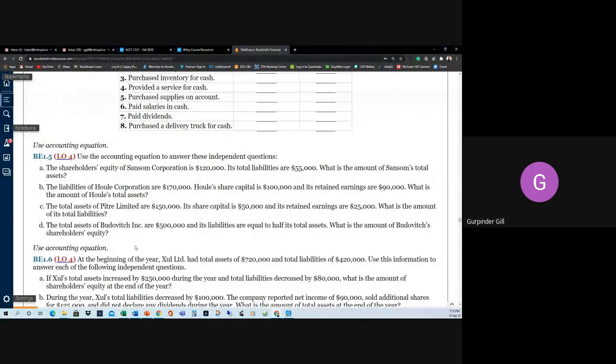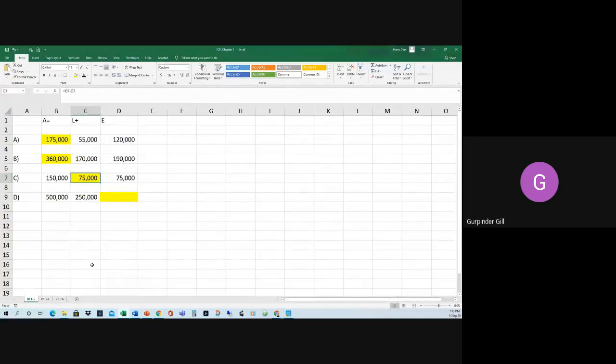And finally, total assets of this company are 500,000 and its liabilities are equal to half of its assets. What is the shareholders' equity? Assets are 500,000, liabilities are half of that, which makes it 250,000, which means the equity must be the other half, 250,000. Are we good so far? All right.